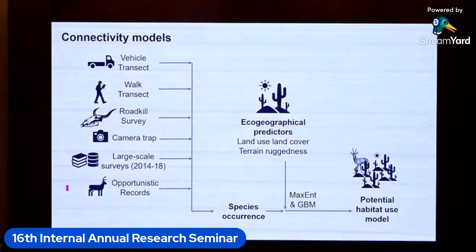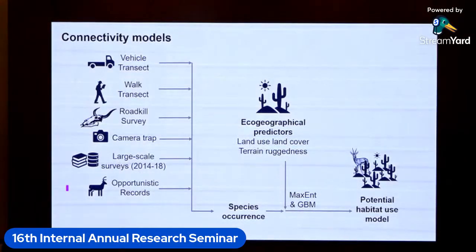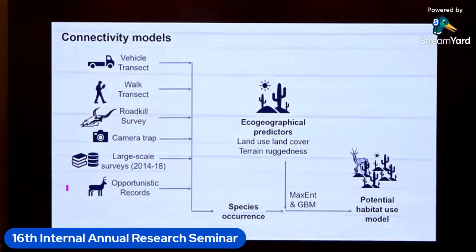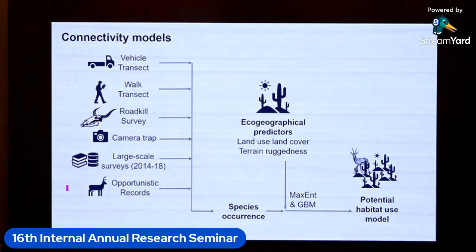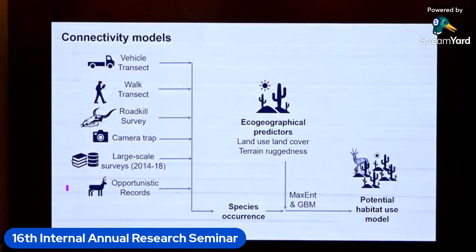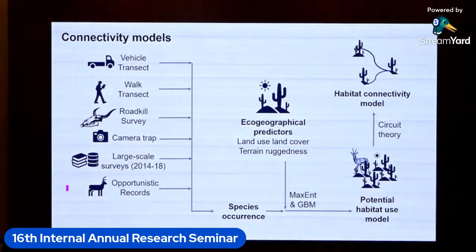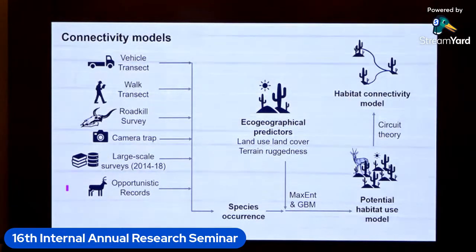And the most suitable area is the one which is larger than the animal home ranges for chinkara and desert fox. So we identified the core habitats, those suitable habitats for the species that are larger than the animal home ranges. We consider them as core habitat, and using the circuit theory approach, which my friend Tribhuvan just mentioned, we generated the habitat connectivity model. So by the end of this step, we have connectivity values for all 247 segments for both the key species.